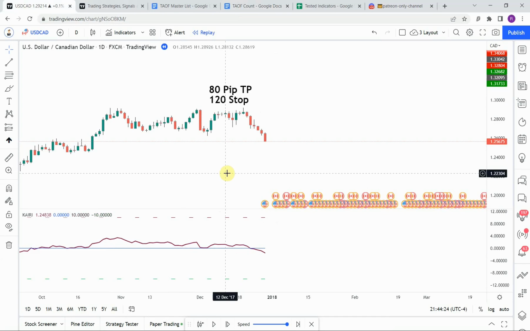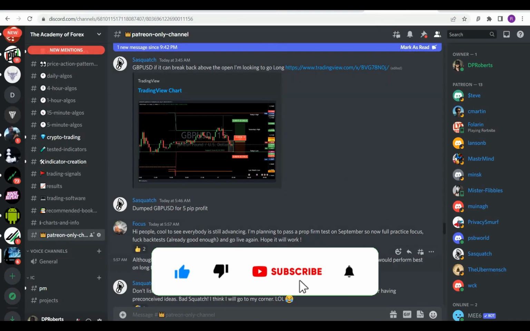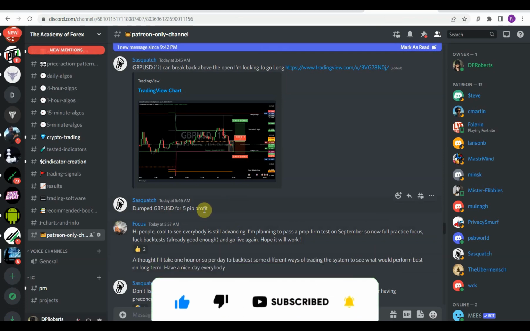Okay, so today's indicator is the KAIRI relative index. Before we take a look at that, let's jump over and take a look at the Patreon only Discord channel here.